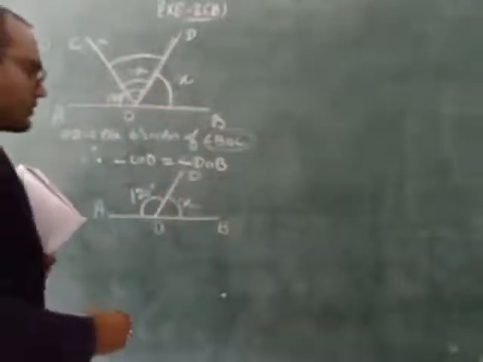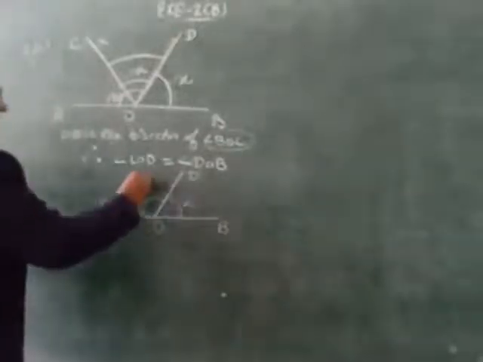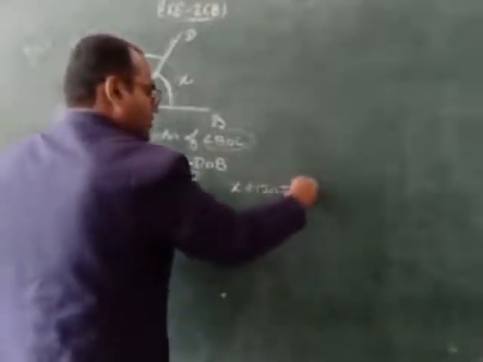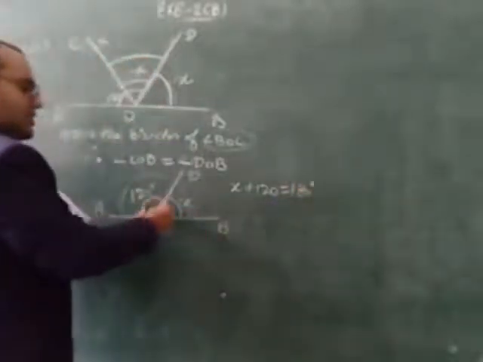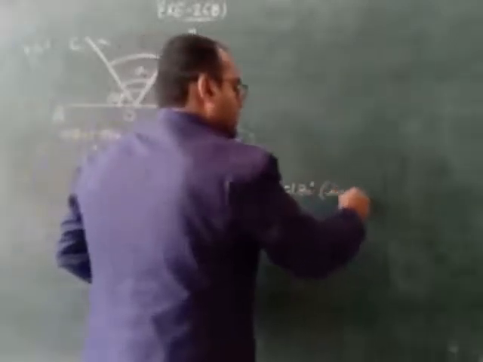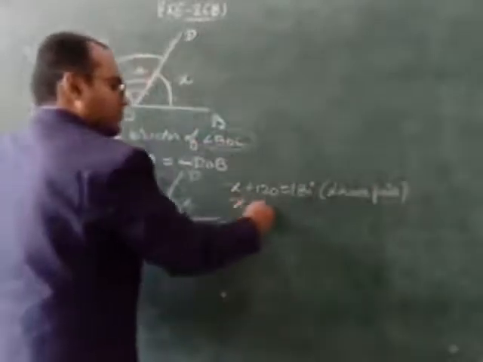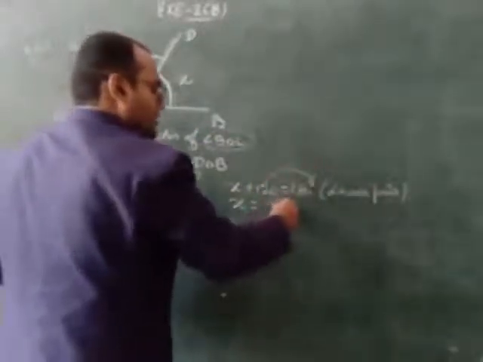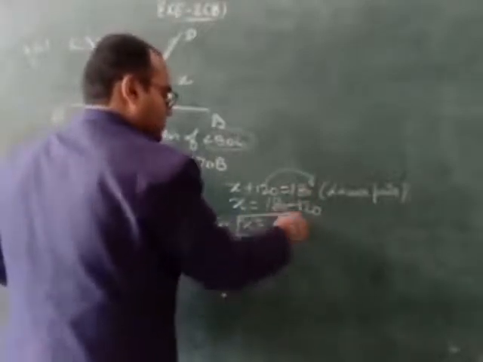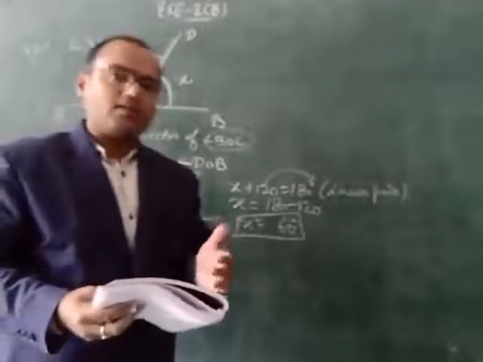Now what we have to do? We have to use here linear pair property. X plus 120 is equal to 180 degree. This is the linear pair because two angles are coming. That's why this is the linear pair property. Now x value we have to find. So this 120 will go to right side. So 180 minus 120, answer will be 60 degree. So final answer of x is 60 degree. So like this you have to do question number 9.